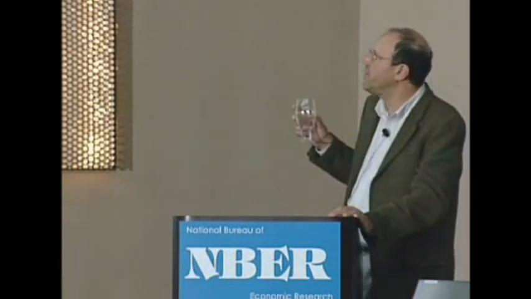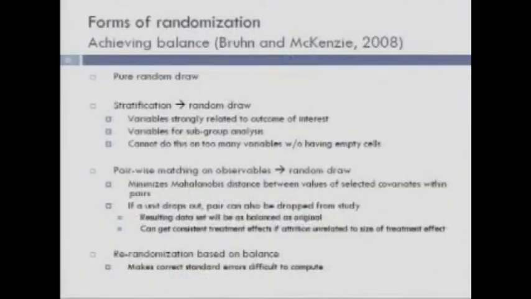Okay? One of the things this article shows, and Guido Imbens has done work on this, is that re-randomization makes the correct standard errors difficult to compute. So basically, you shouldn't do this re-randomization based on balance. If you've done it, it's not the end of the world. There are things you can do to fix it up, but it's not the best way to do things.